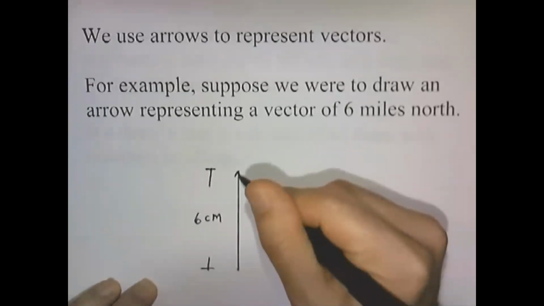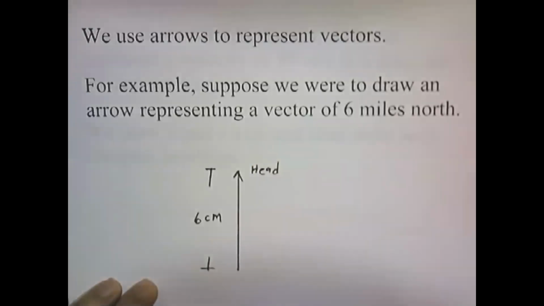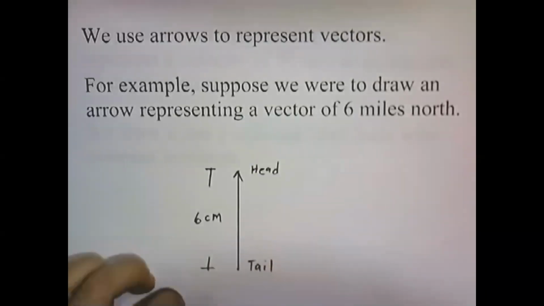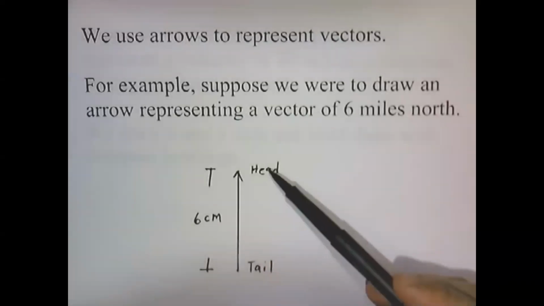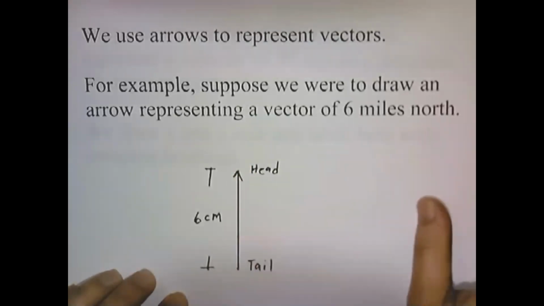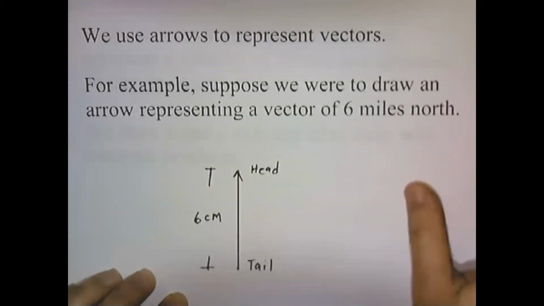And then this part of the vector right here is the head of the vector, and this end right here is the tail. So the tip of the arrow is the head, and the other end of the arrow is the tail. The arrow points up to indicate that the vector is pointing north, and we make the arrow 6 centimeters long to represent a scalar quantity of 6 miles. So that's how we use arrows to represent vectors. The length represents the magnitude, and the way the arrow is pointing represents the direction.